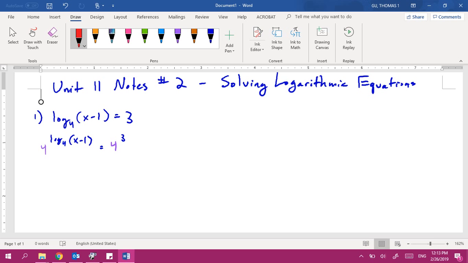Now, what is the point of this? Look right here, we have 4 raised to log base 4. What happens with 4 raised to log base 4? Do you remember? It cancels out. So what are you left with? x minus 1. And now what is 4 cubed? 64. That's right. So now we're in a position to solve for x. What do we need to do? Add 1. And so my final answer is x equals 65.